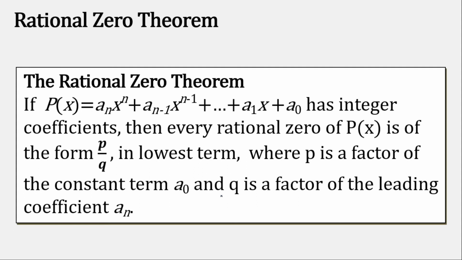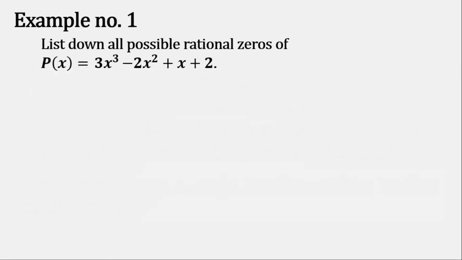So let's put this in action. Again, we list down all possible rational zeros. As you can see, there is the term possible, because in the rational zero theorem, we can use this method to list all the possible rational zeros only. We cannot use this to identify the real rational zeros. We are only listing the possibilities of numbers.